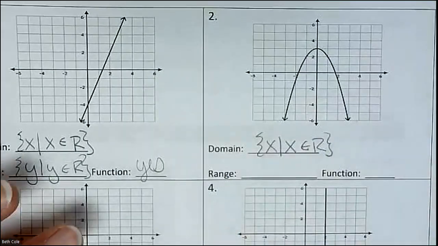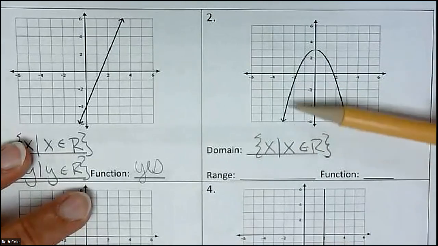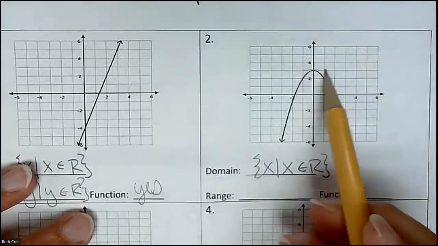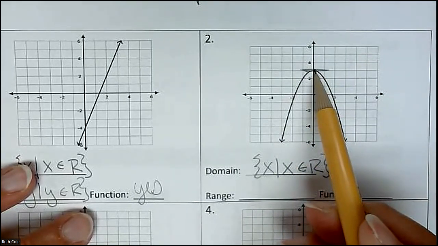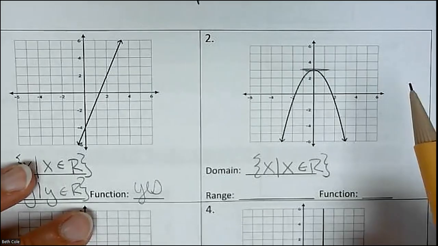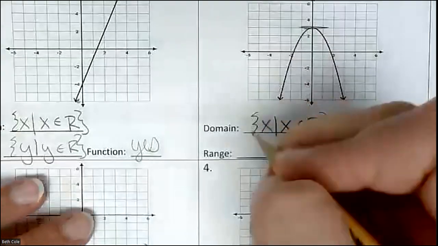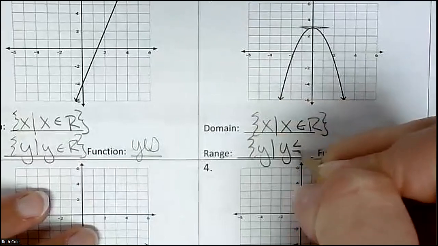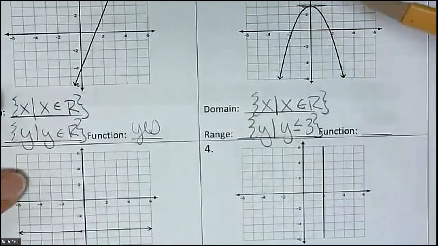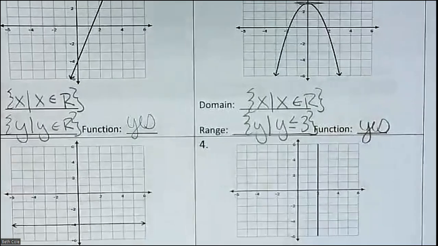All right, range. Now watch me point to this because it's not going to be all reals. Do you see how the graph goes down forever? Does it go up forever? No. Okay, what Y value does it stop at? 3. We want everything below 3. So here's what it's going to look like. Y is less than or equal to 3. You want 3 and everything below. And again, no matter where you draw a vertical line, it's only going to hit once. So it's a function. Yes.